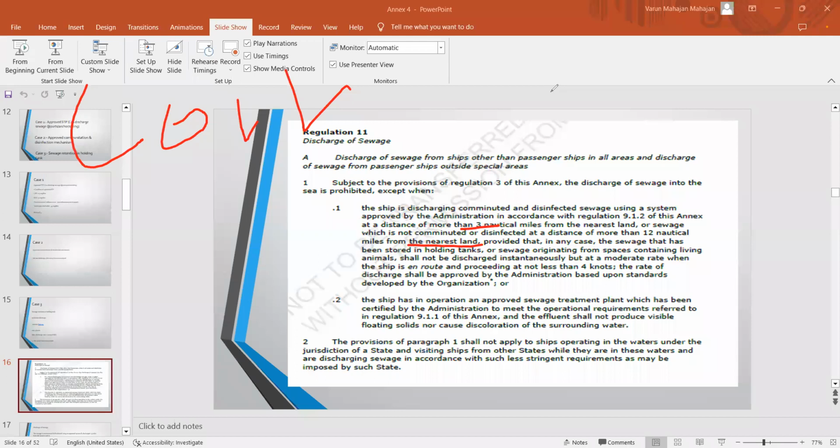And in case it has been stored in the holding tank, so this is case 3, right? Or sewage originating from a space containing living animals shall not be discharged instantaneously. We already discussed why we cannot discharge instantaneously, but at a moderate rate when the ship is en route. What is en route?